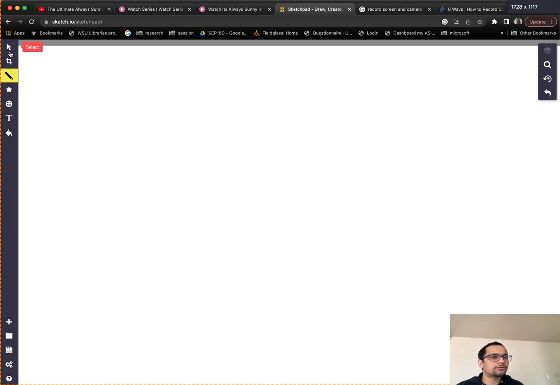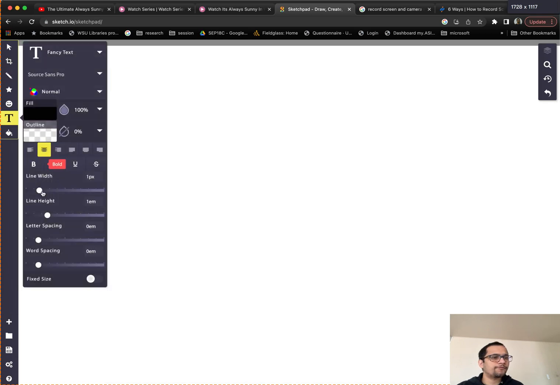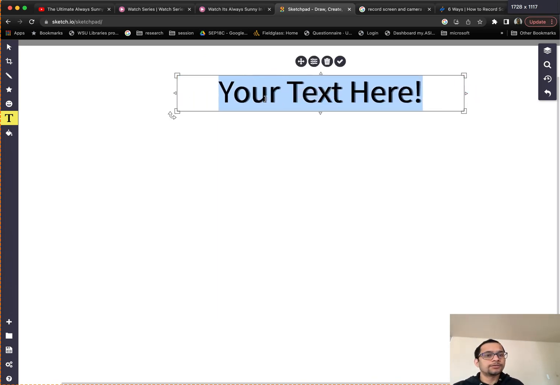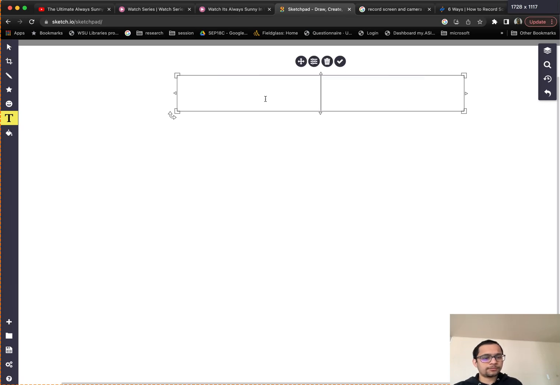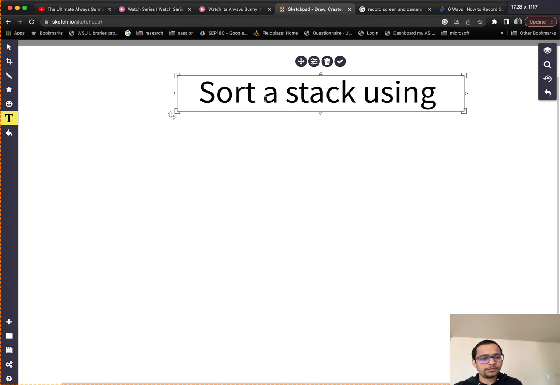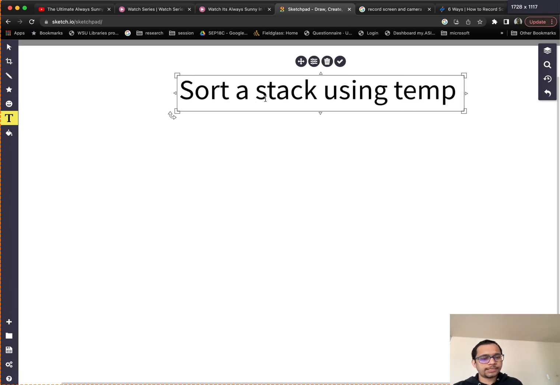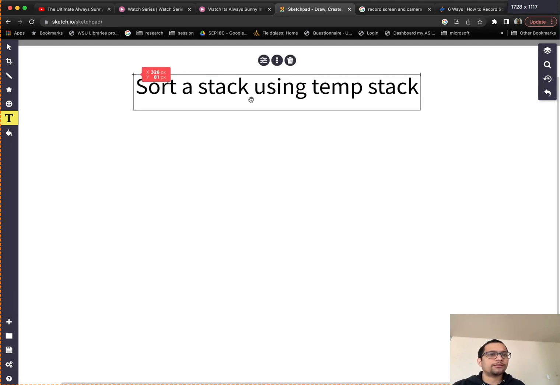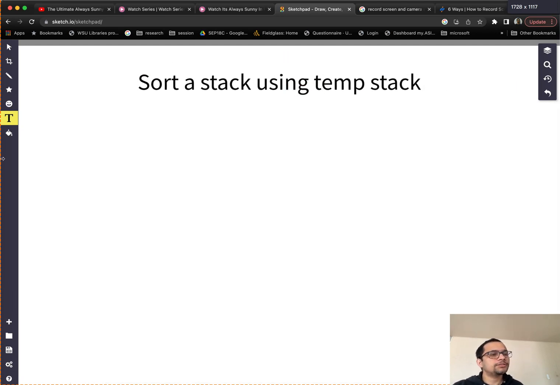Okay, so I wanted to make a video about an interview question that I recently was asked. The question goes like this: sort a stack using a temporary stack. It's always easy to visualize how the solution would work, so let's start with a visualization.